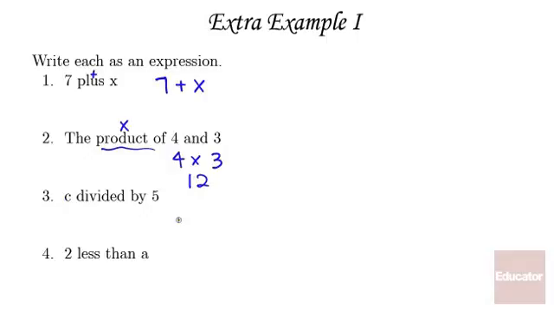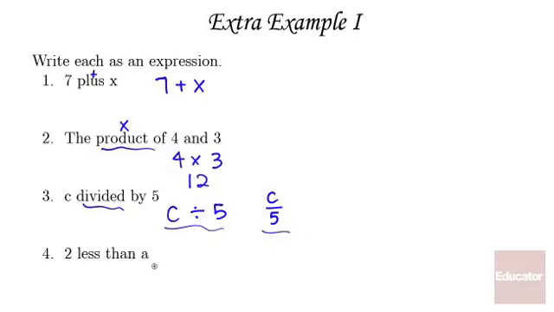Next one, c divided by 5. It's going to be c divided by 5. Now also with division, you can write it like this. This is also c divided by 5. This is a fraction, but fractions are also division. They're the top number divided by the bottom number. So c divided by 5, you can write it either like this or like this.